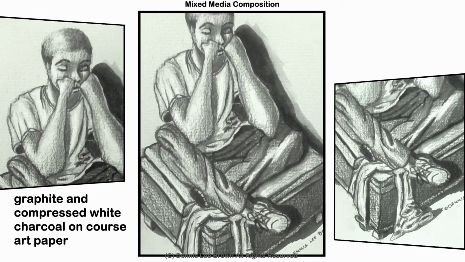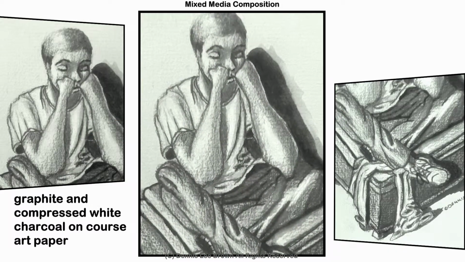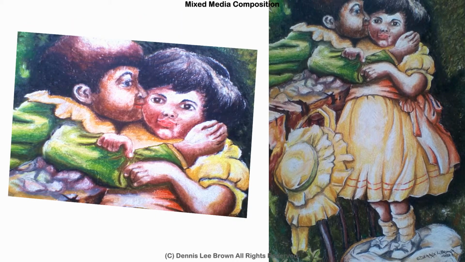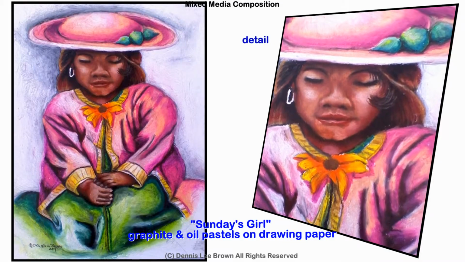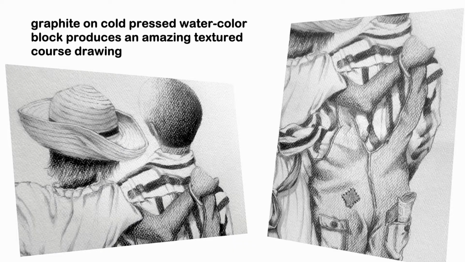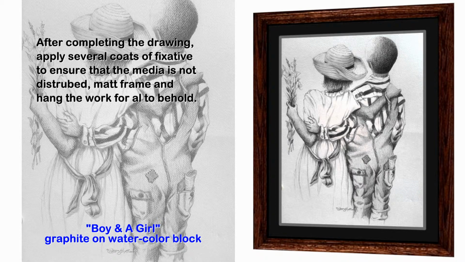Coarse supports allow for thick media buildup. The grooves gather each layer of media, holding it until its final strokes texturize the entire work. Boy and a Girl is graphite on cold-pressed watercolor block, causing it to have a very shiny finish.